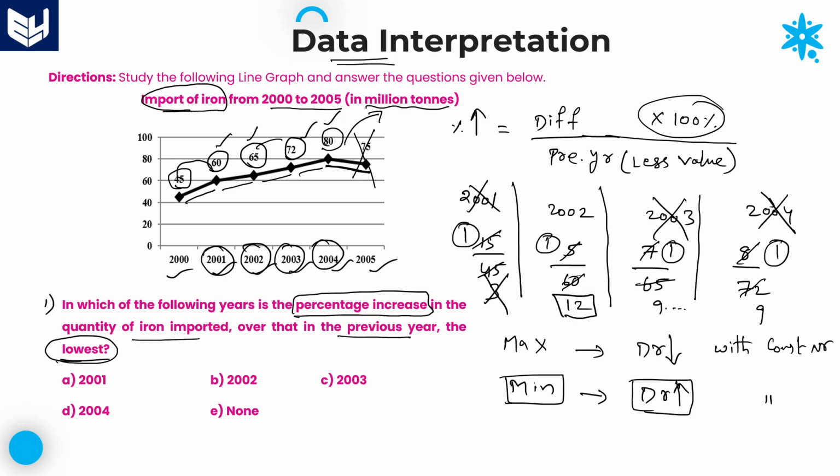If the denominator is maximum, then that particular fraction is 1 by 12 into 100. That particular percentage increment is minimum. You want the lowest value. That is the reason why you need to take the denominator as a maximum value. Therefore, the required year which is satisfying the given condition is 2002, which is option B. Among the options, option B is the right answer for this question.